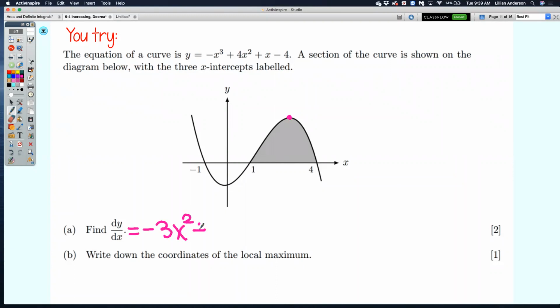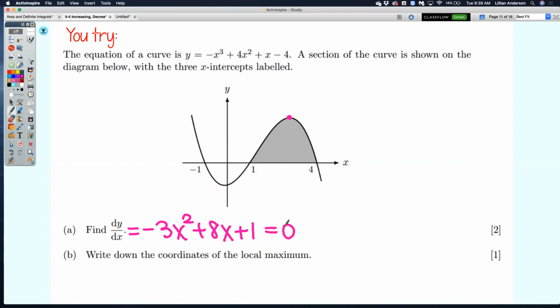-3x² plus 8x minus 1. Minus 1 or plus 1? That makes a difference. Plus 1. It's plus 1, because it was a positive x. Okay? And so it says to write down the coordinates of the local maximum. Here, we will set this equal to 0.